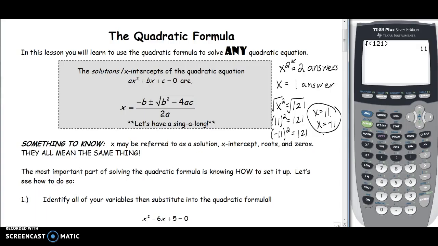So the quadratic formula gives the solutions or x-intercepts, we're going to call them solutions, answers, of the quadratic equation. Now the quadratic equation is ax squared plus bx plus c equals 0, where a, b, and c are all numbers. We are going to use this formula here. This is the quadratic formula, and it reads x equals opposite of b plus or minus, this right here is where that two answers comes in, the square root of b squared minus 4ac, all divided by 2a.